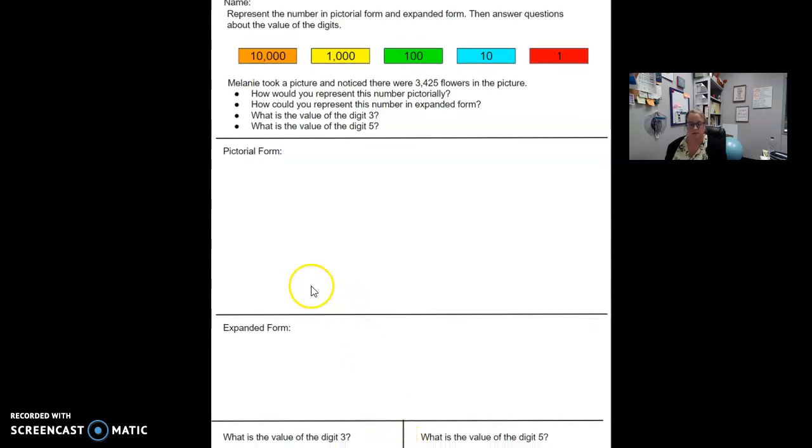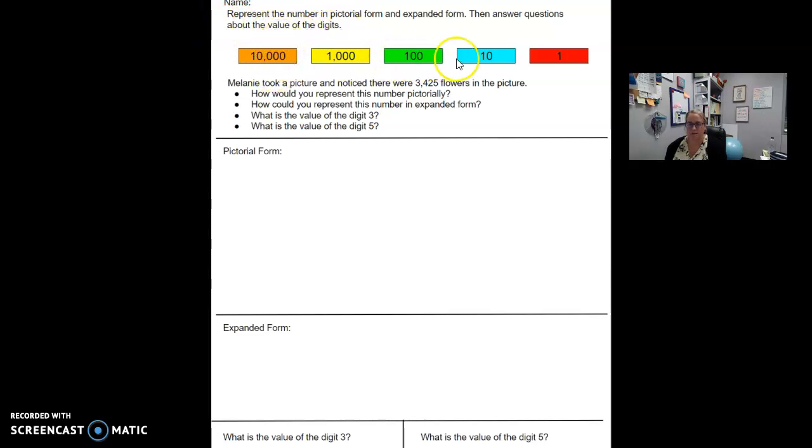Alright guys, so let's look at a couple of examples. So here is the first one. It says represent the number in pictorial form and expanded form. And we just talked about what expanded form means in our vocabulary. And then we're going to answer some questions about the value of the digits.